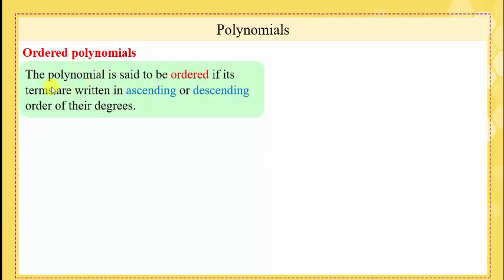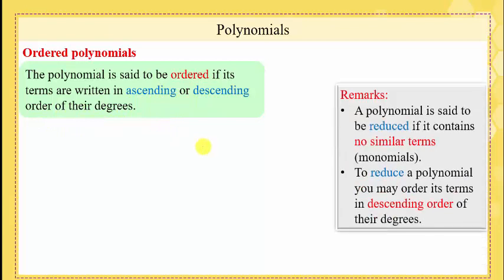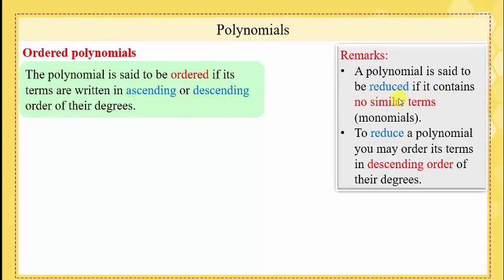Ordered polynomials. A polynomial is said to be ordered if its terms are written in ascending or descending order of their degrees. Remarks: a polynomial is said to be reduced if it contains no similar terms.